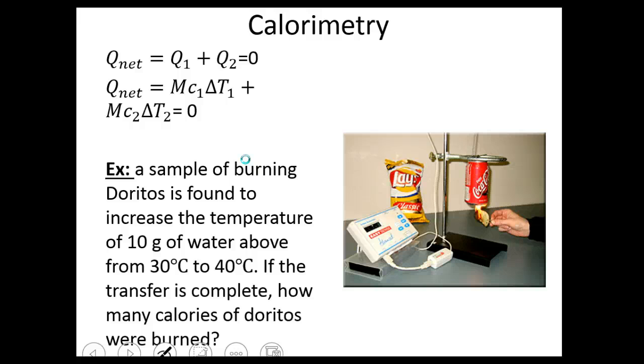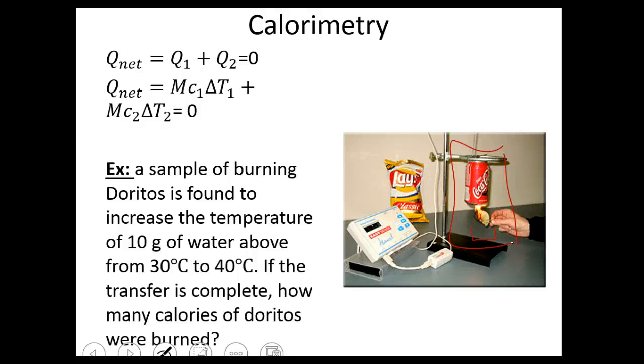Okay. Alright, so we can actually do this, and if I remember to buy Doritos, we'll actually do this in class. Let's pretend that we have a sample of burning Doritos, and it's found to increase the temperature of 10 grams of water from 30 to 40 degrees Celsius. If the transfer is complete, which means no heat is lost in the environment, then how many calories of Doritos were burned?